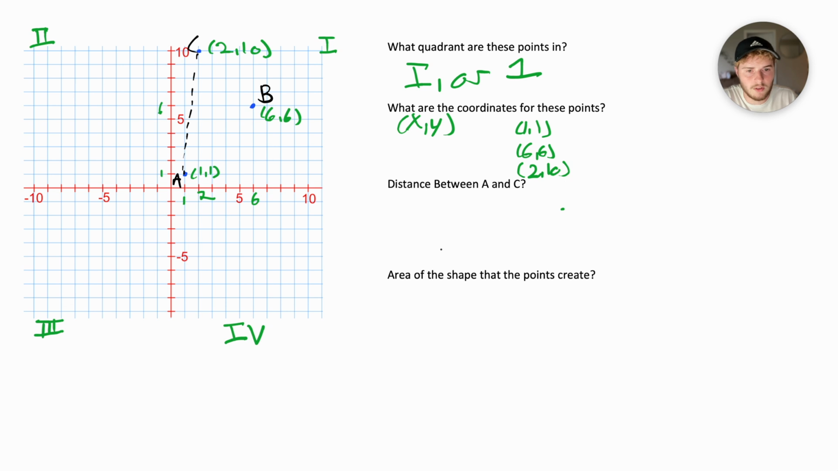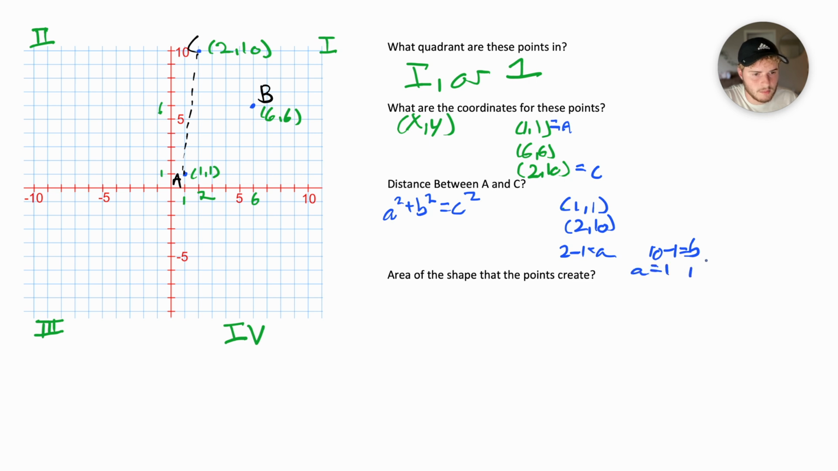So we'll use our good old Pythagorean theorem for something like this, which you know is a squared plus b squared equals c squared. And let's look here. This is A, and C would be this one. So we can take the math that we used on that first example problem to solve this. We got points 1, 1, 2, 10. We're going to find the difference between the x, which would be 2 minus 1. So we call that a. And the difference between the y's, which we can say is 10 minus 1, which equals b. And that means that a equals 1, b equals 9.